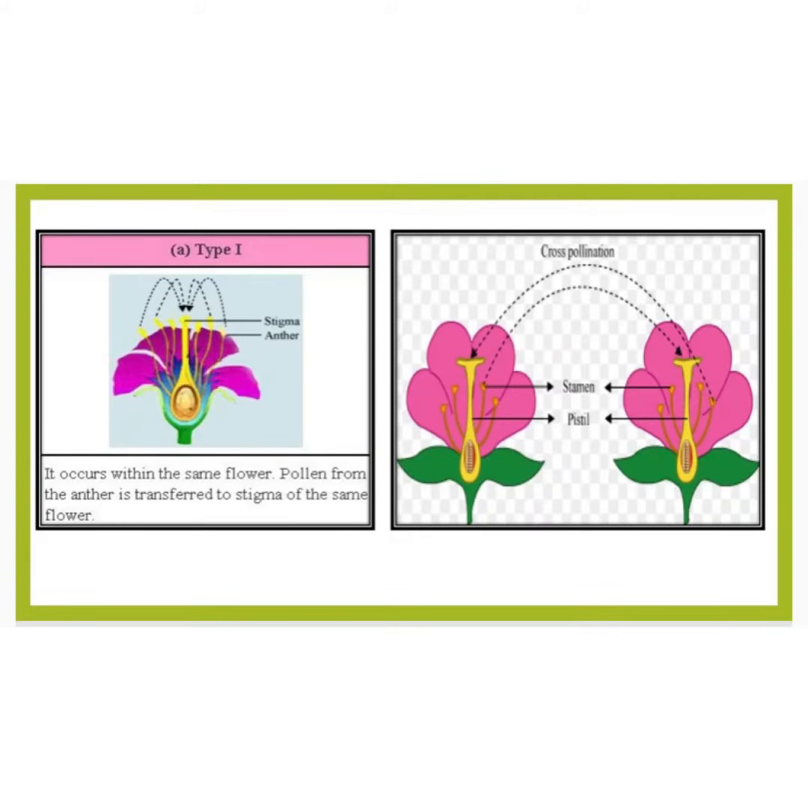Look at this picture carefully. Type 1 shows self-pollination. It takes place when the transfer is happening within the same flower. Type 2 shows cross-pollination. You can see it in the picture. The pollen from one flower goes to the second flower. So this is known as cross-pollination.